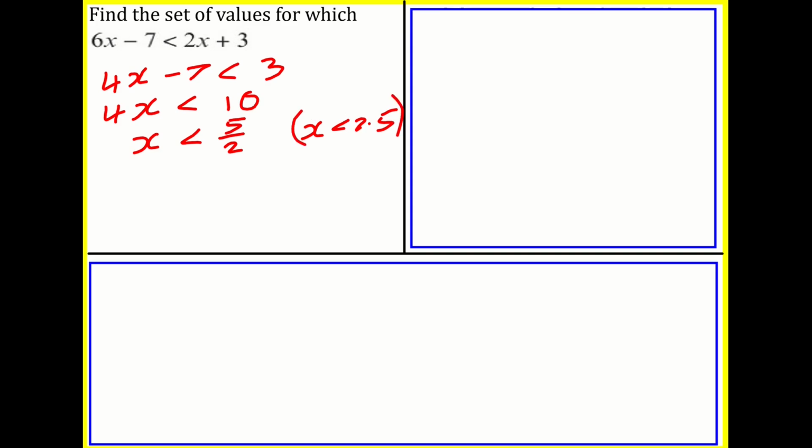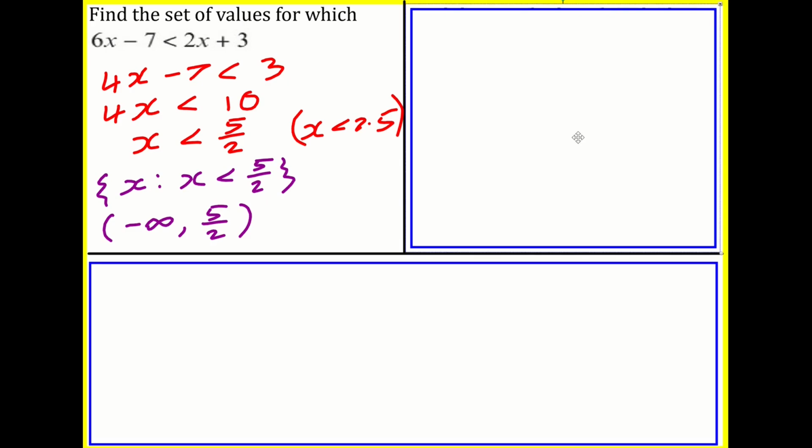Now, a little bonus extension, can you write this answer using set notation and interval notation? So for set notation, it's just the set of x such that x is less than 5 over 2. Close the set. And then for interval notation, it's going to be minus infinity to 5 over 2. And it's these normal brackets rather than square brackets because I'm not including either value.